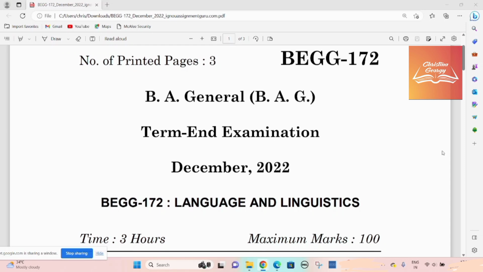So make sure all the pages are printed, and I'm sure you're aware that you'll be writing your exams at your respective study centers and not at your RC unless you've chosen a different study center. So please be aware of all the things to be taken care of before you start writing the exam. Right now we'll focus our attention towards this particular question paper.